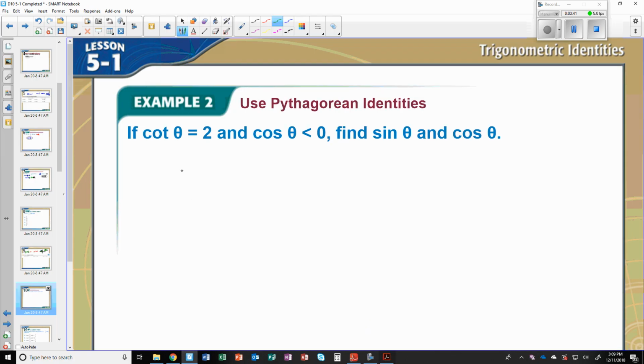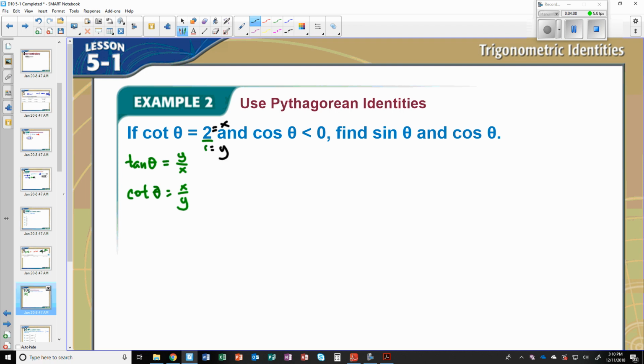So the song says "psi y cos x, tangent is y over x." That means, since cotangent is the reciprocal, if tangent is y over x, then cotangent is x over y. Now this isn't written as a fraction, is it? So I'm just going to put it over 1. That'll make it easy. We'll say 2 equals our x, because it's cotangent.